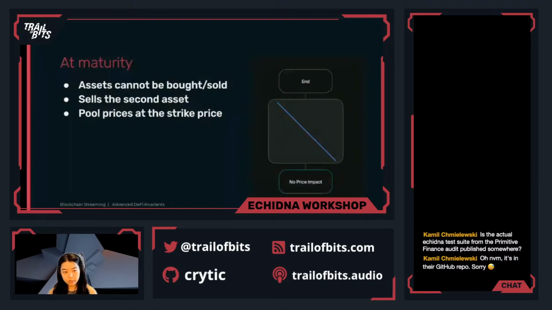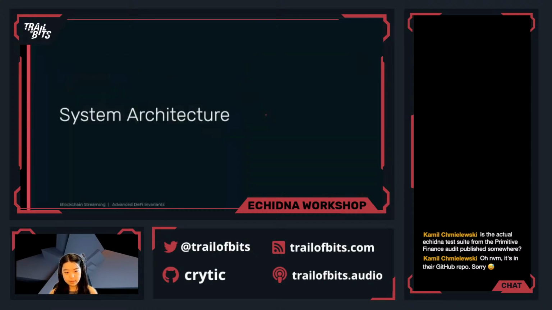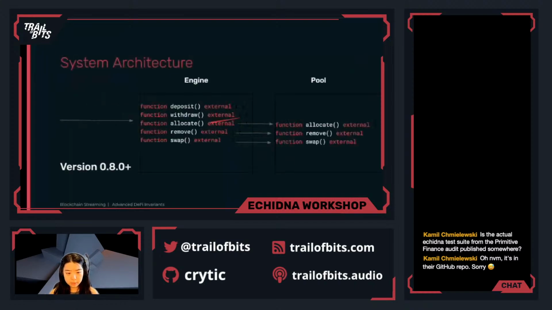So it means at maturity, assets can't be bought or sold. In the example of a USDC to ETH pool, the pool only holds USDC, and the pool price is that USDC at 3,000. Any questions there so far? All right, perfect. I'll just go quickly into the system architecture.